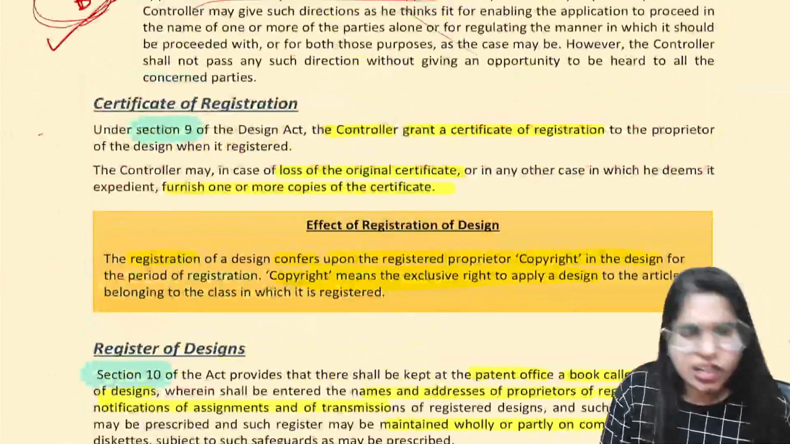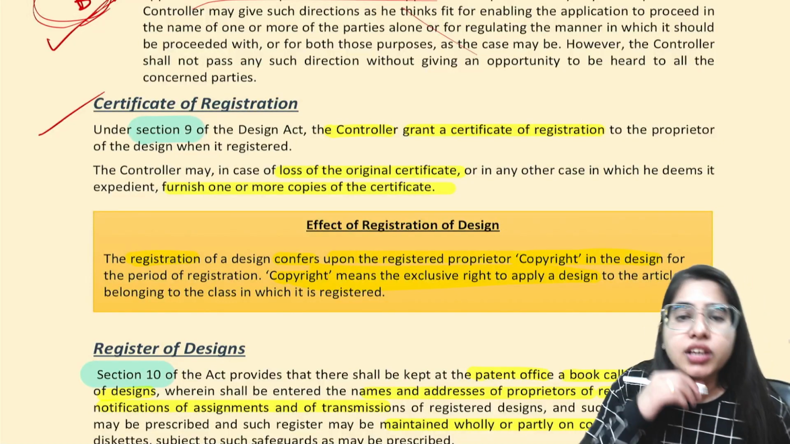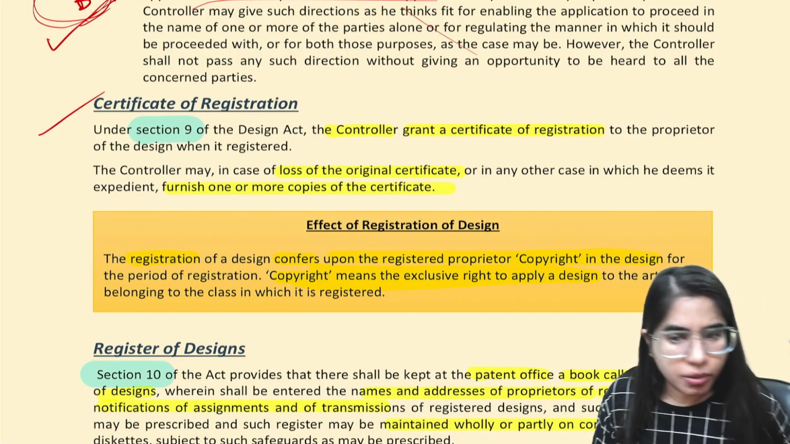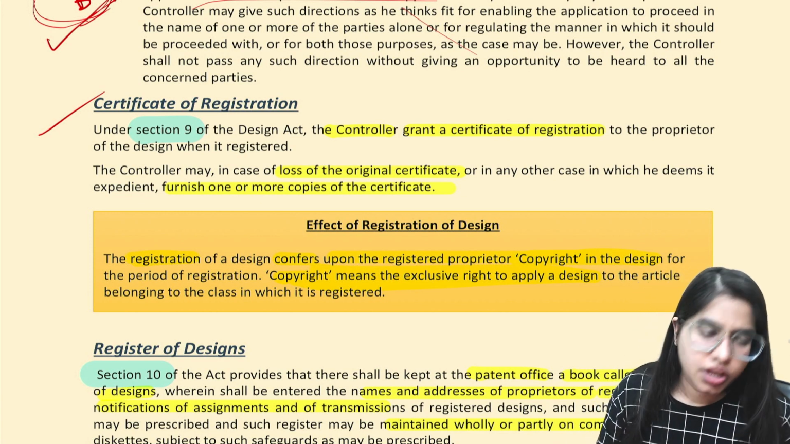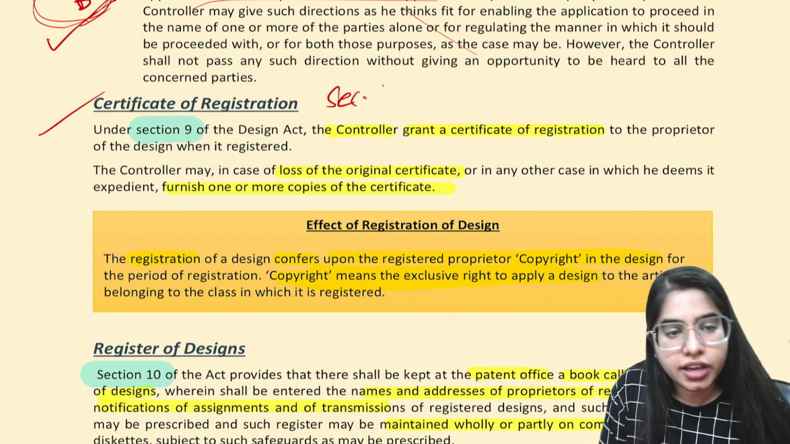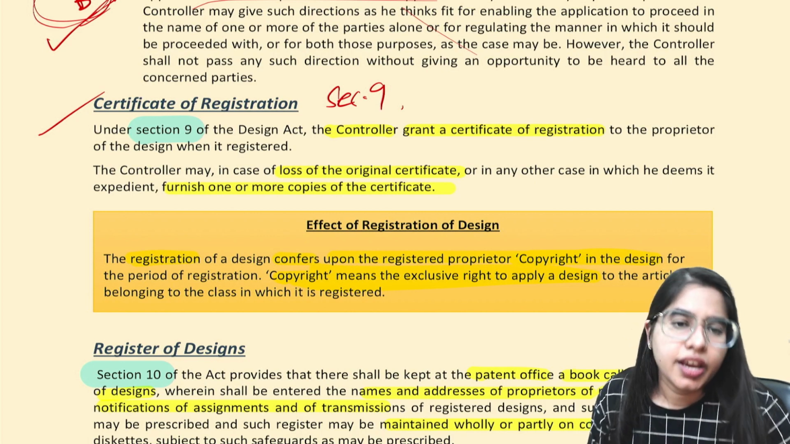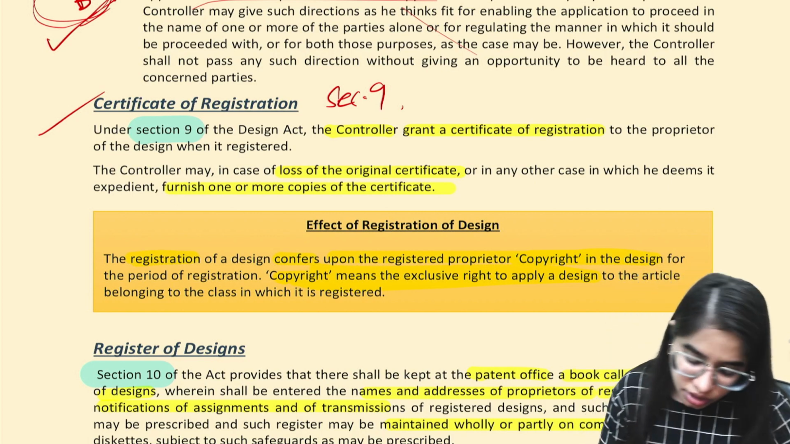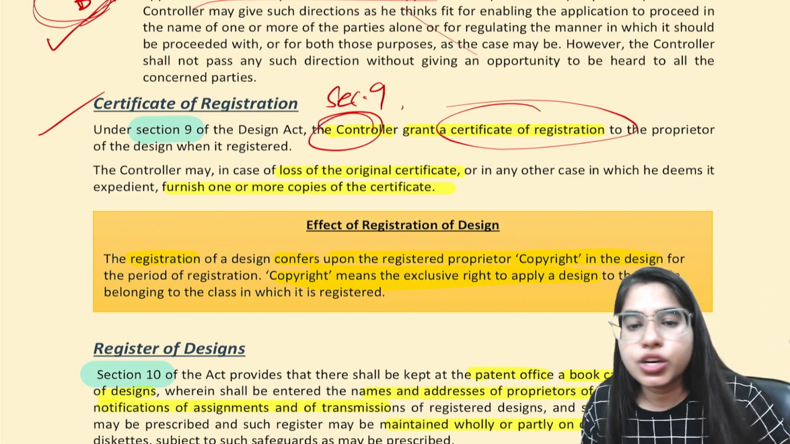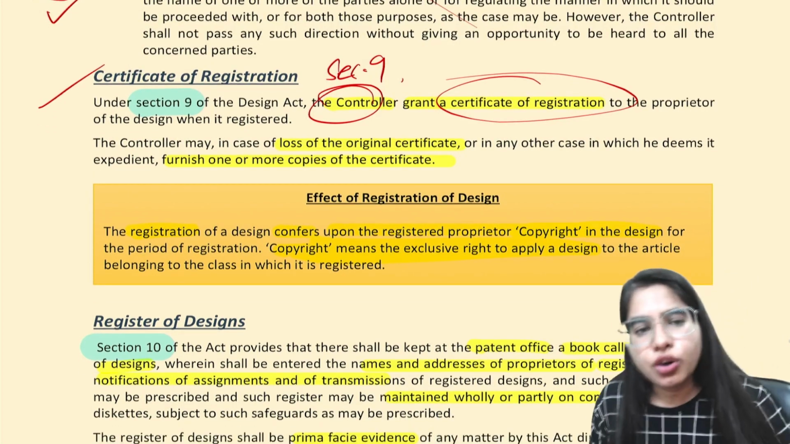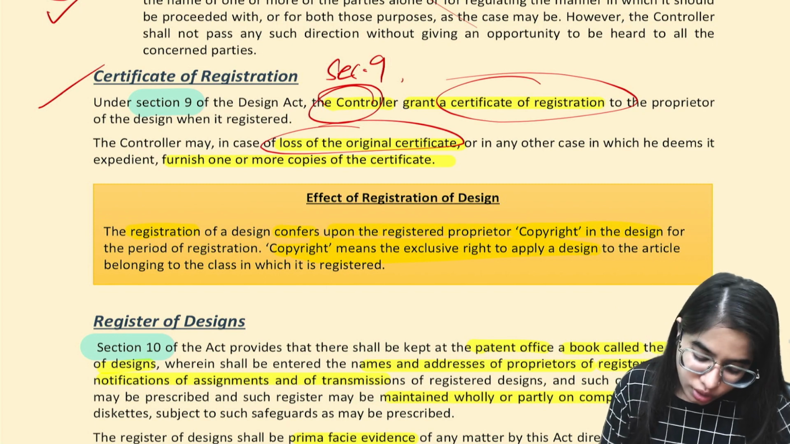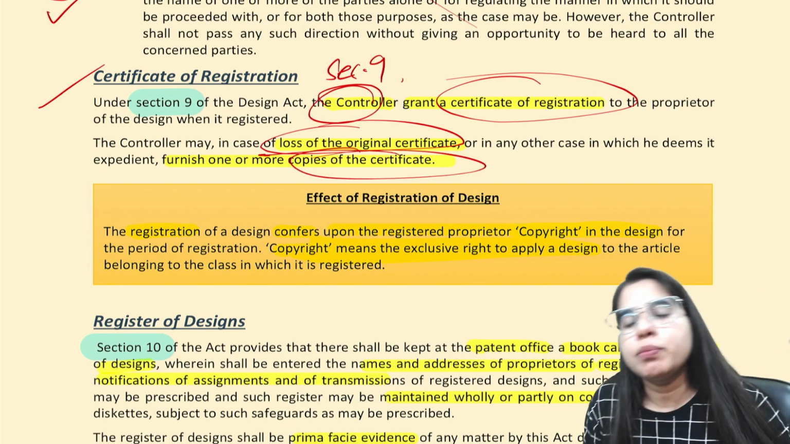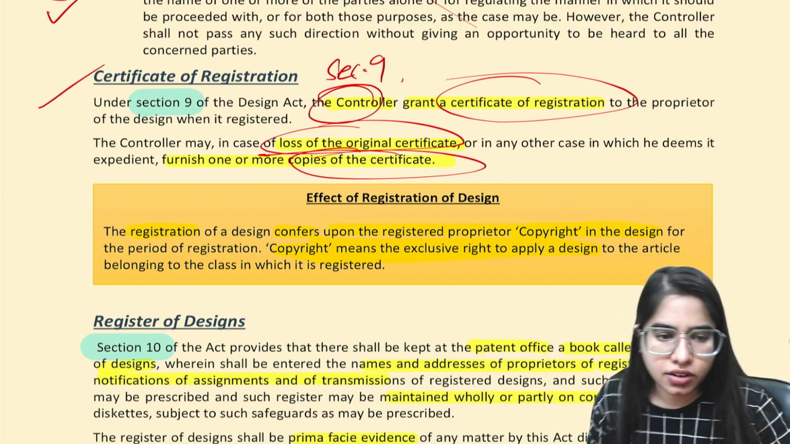Next is the certificate, not very important. Whenever any design is registered, the controller will issue you a certificate of registration. That is a very easy point. Section number 9 says that as soon as your design is registered, the controller will grant you a certificate of registration, and in case your original certificate is lost, you can get a duplicate, a copy of the certificate, as well.